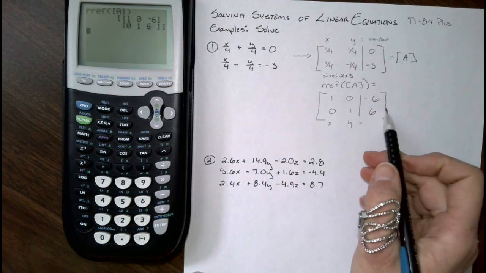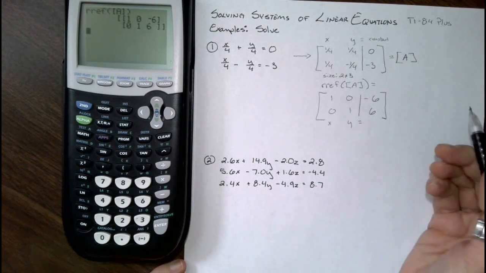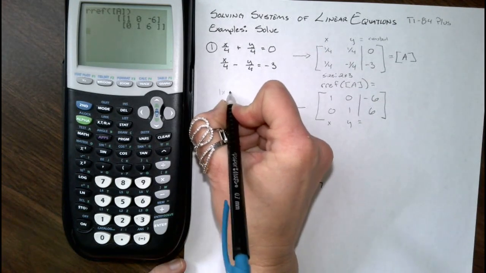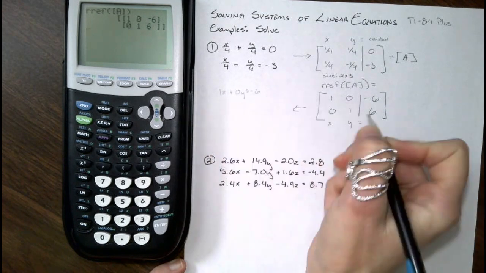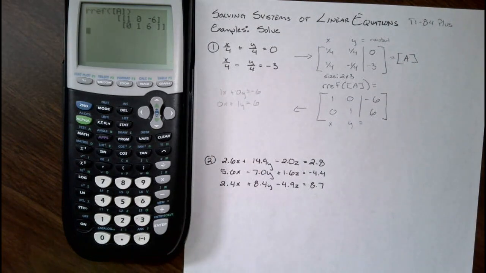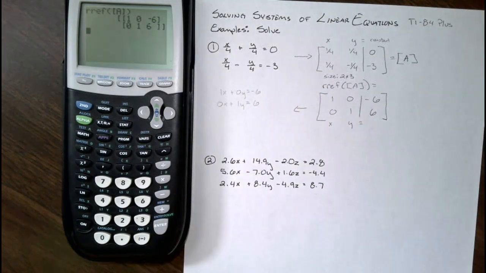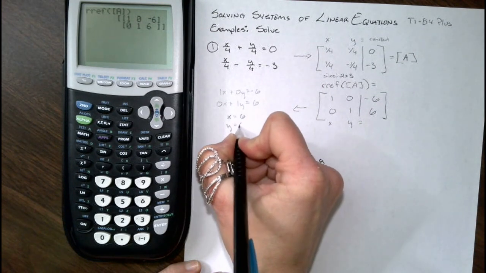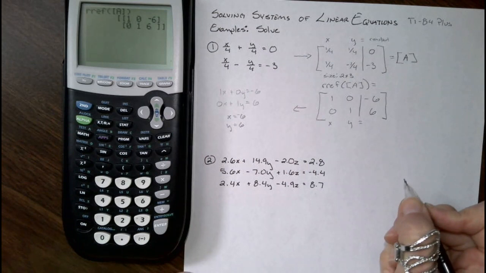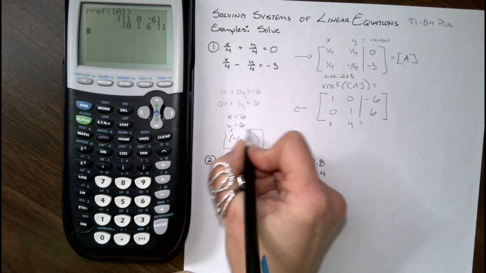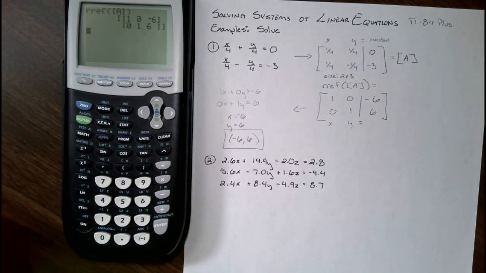So what this is telling me formally, if I go back to an equation, is 1x plus 0y is equal to negative 6, and 0x plus 1y is equal to positive 6. Of course, I can simplify that. This is the same thing as saying x is equal to negative 6 and y is equal to positive 6. So my solution is the ordered pair negative 6, 6. And there we go. Not too bad, I hope.